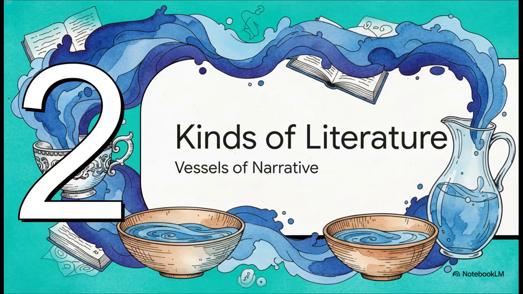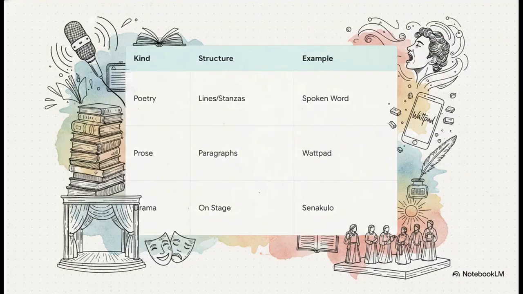Moving right along to Section 2, the 3 kinds of literature, or what we can call the vessels of narrative. If our experiences are like water, these structural categories are the vessels that hold them. Literature generally falls into 3 distinct kinds. First up, poetry. This is strictly structured using lines, stanzas, and rhythm. A fantastic modern Filipino example is the passionate, rhythmic spoken word poetry of Juan Miguel Severo.